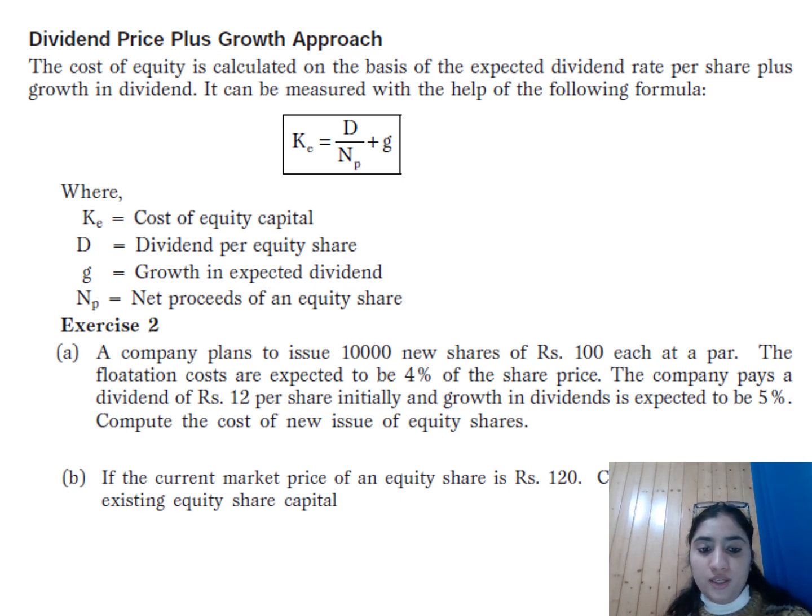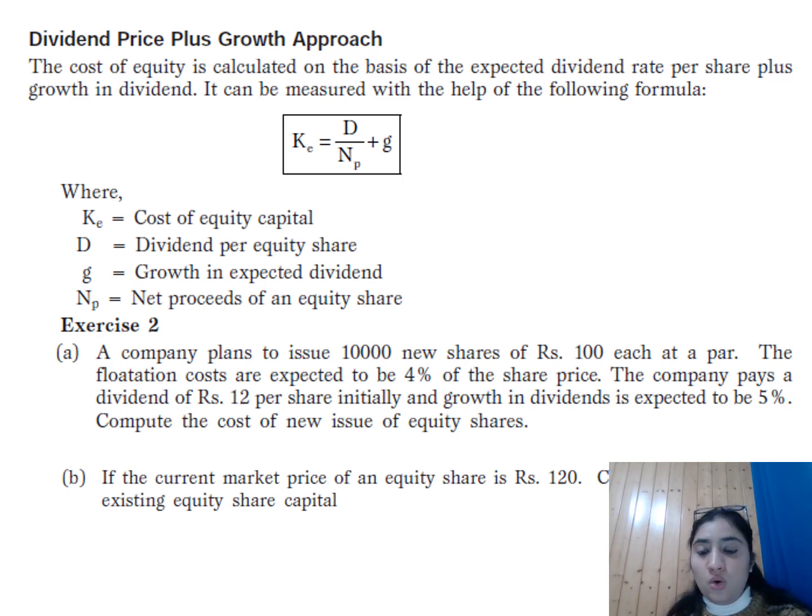Here you can see a company plans to issue 1,000 new shares of rupees 100 each at par. So the face value of one share out of the 1,000 new shares is 100 rupees, at its face value, at the point when the securities are issued. The flotation costs are expected to be 4% of the share price. So the NP, the net proceeds of an equity share, here is 100 minus 4.